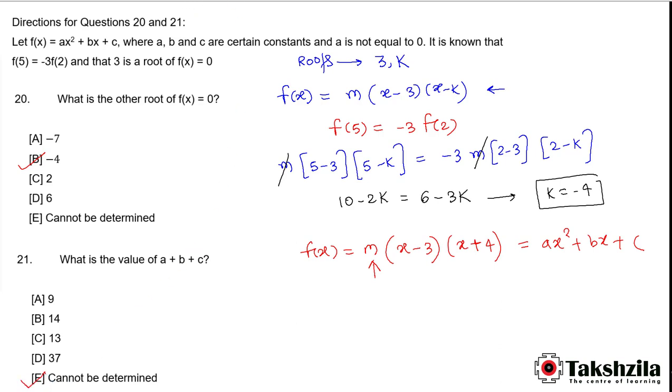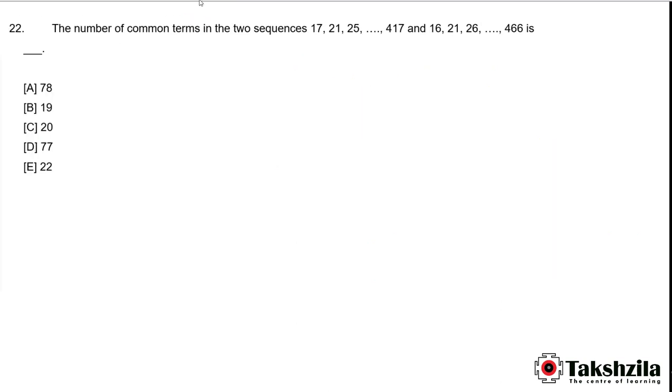After this, let's have a look at question number 22. The number of common terms in the two sequences. Let's have a look at it. The first sequence is 17, 21, 25. You can see that the difference between any two consecutive terms is 4, that is constant, so it is an arithmetic progression. The value of d is equal to 4.